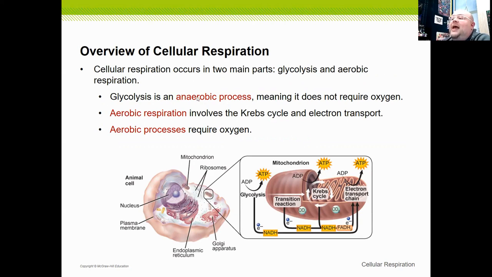Glycolysis is an anaerobic process, meaning it does not require oxygen. So when you see that word anaerobic, oxygen is not required. And then when we have aerobic respiration, that does require oxygen. And there's a thing called the Krebs cycle and electron transport that does require oxygen. Okay, aerobic processes require oxygen.